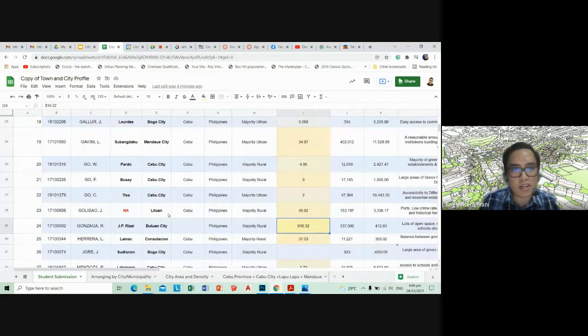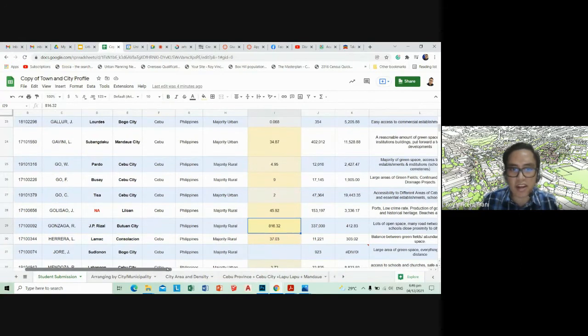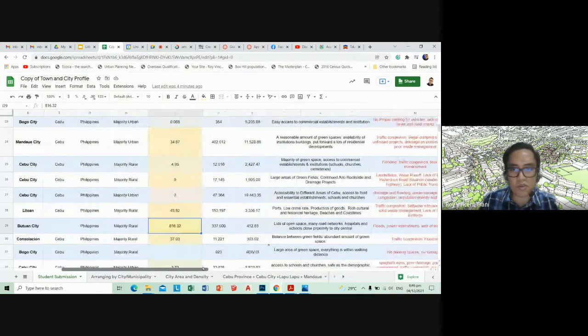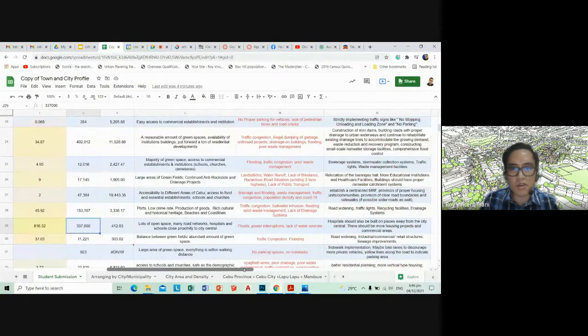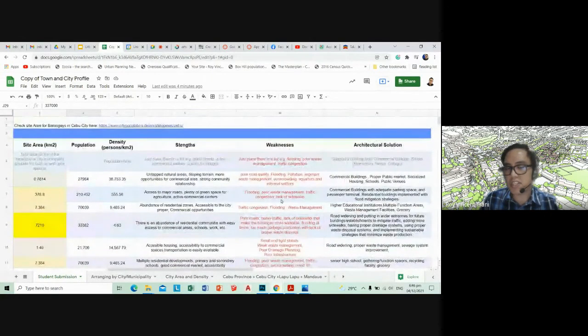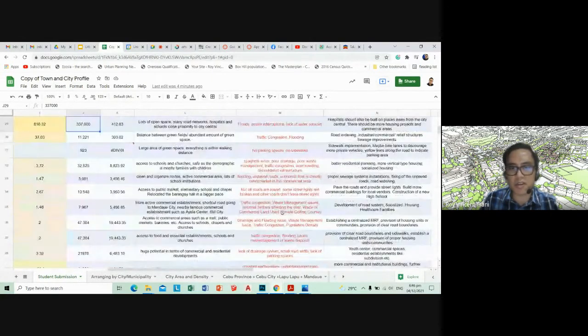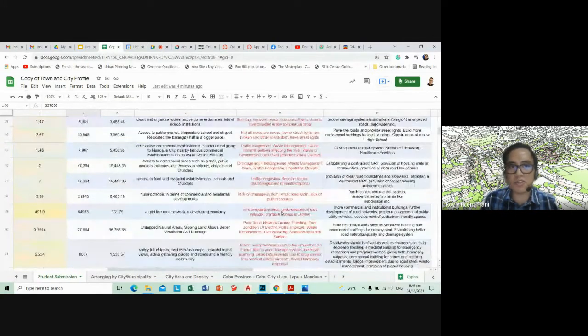So this is Butuan, JP Rizal Barangay in Butuan City. Apparently it has an area of 800 square kilometers with a population of 337,000. So overall, if you see, the higher the population, the more weaknesses we observe, like flooding, traffic congestion, just to show that the larger the population in any urban area, usually there are more problems that come along with it.